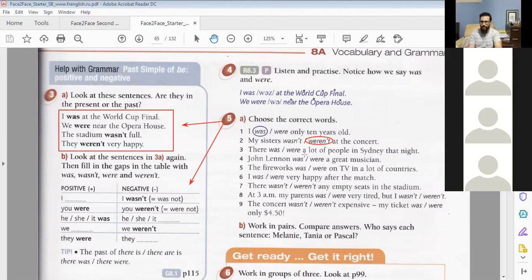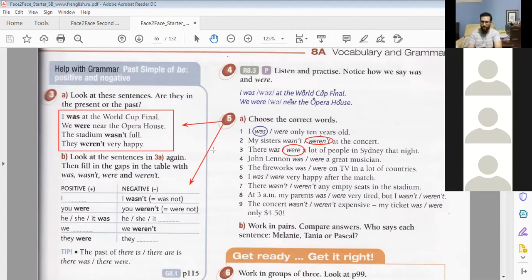There were. Correct. Can you complete? A lot of people in Sydney. In Sydney. What's the meaning of Sydney? Sydney is a city in Australia. اسم مدينة. Okay.